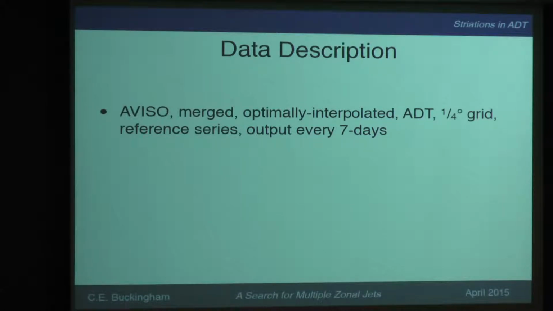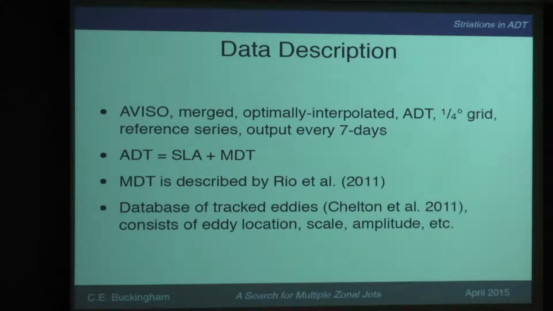So this study was done a couple of years ago, so the data itself has been updated since then. Absolute dynamic topography is the sum of sea level anomaly, which is measured by the altimeter, plus the Rio et al. mean dynamic topography. And then in addition, I'll use this database of tracked eddies produced by Dudley Chelton and company. It consists of eddy locations, scales, and amplitudes. January 1993 to December 2008 will make up our data set.